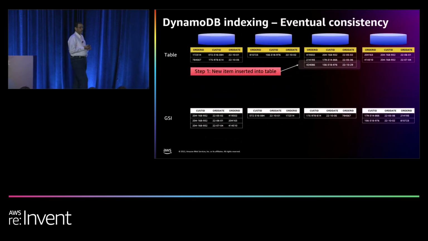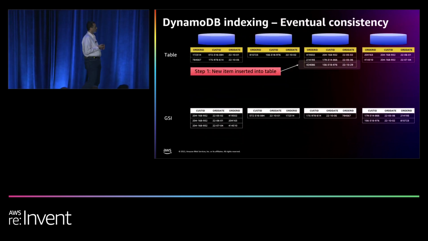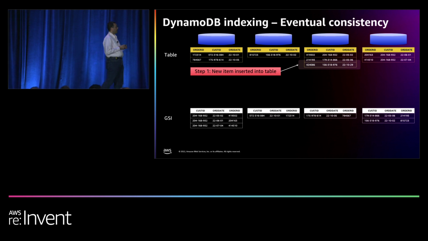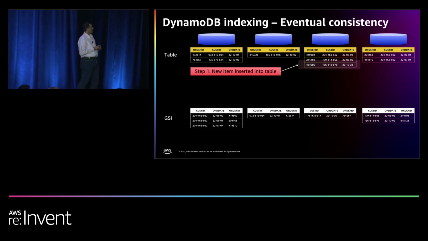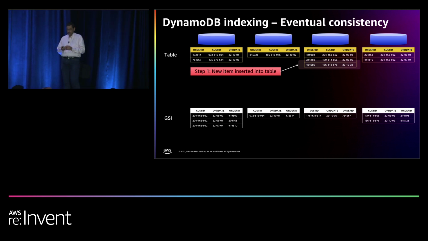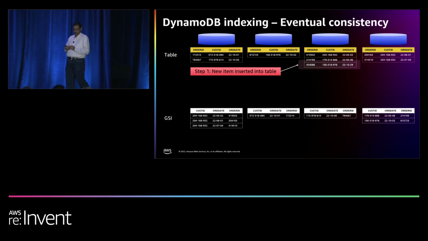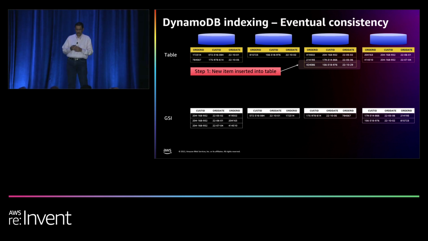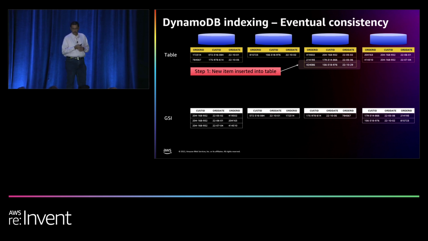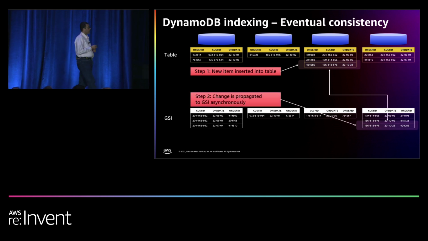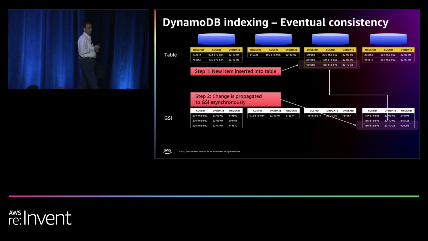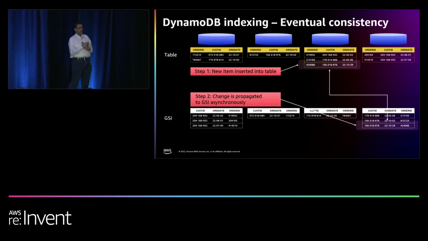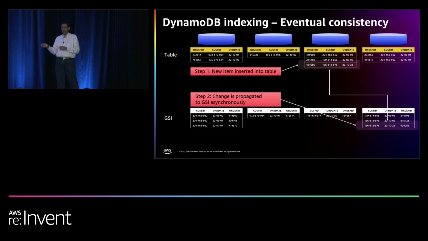So how does an update to a GSI actually happen? Let's assume I need to write another order here. A customer, in this particular case, the customer ID is 156 something or the other, ordered something new. The item is written first to the table. Asynchronously, the item is propagated to the GSI.